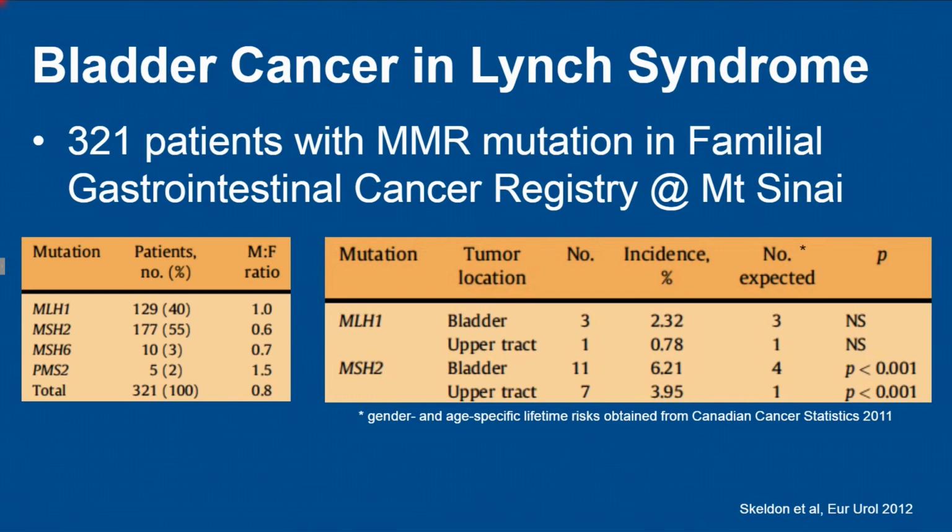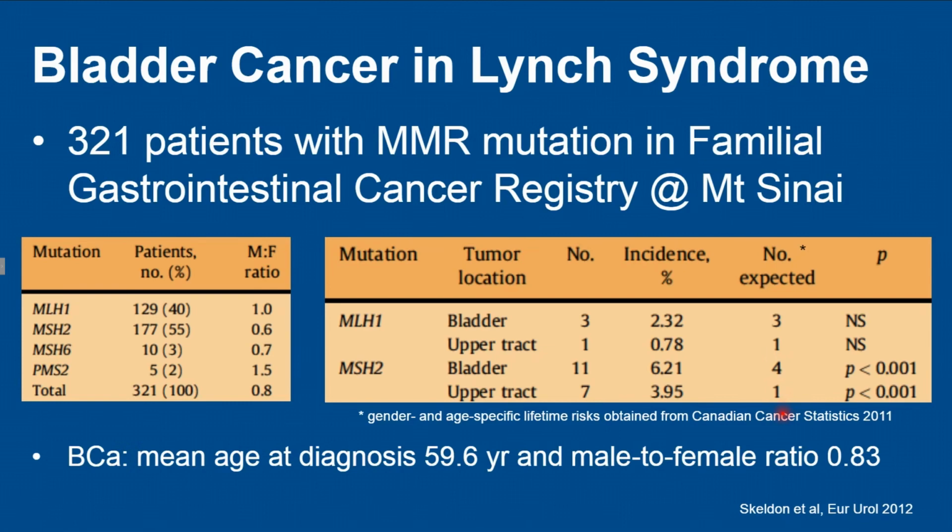And if you look especially at MSH2, you see an enrichment for both bladder and upper tract compared to the number you'd expect in the general population. So this raises a question whether bladder cancer is not also linked to Lynch syndrome. And this is one biologic difference that is maybe not a difference after all.